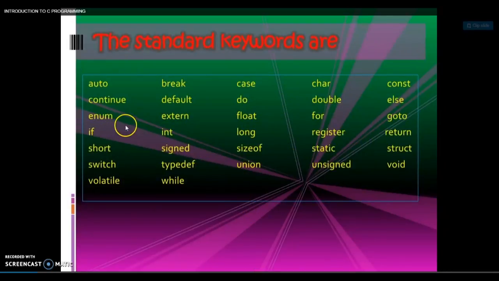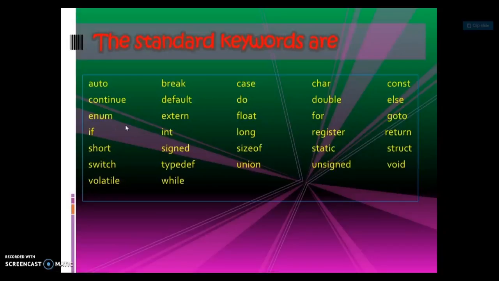These are the keywords: auto, continue, enum, if, short, switch, volatile. These all are keywords.